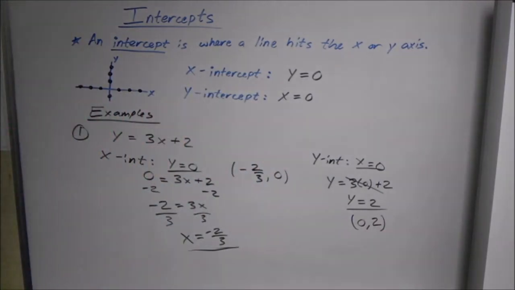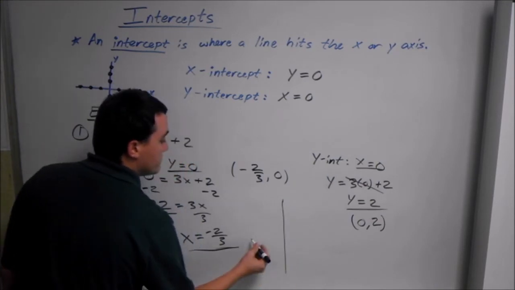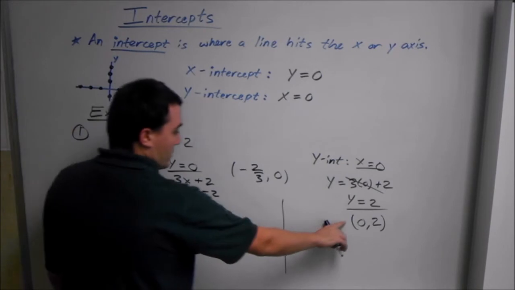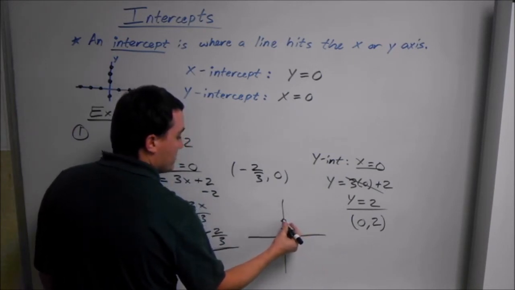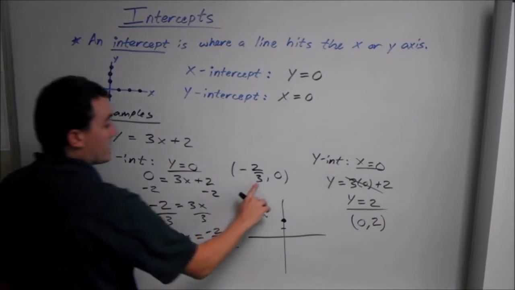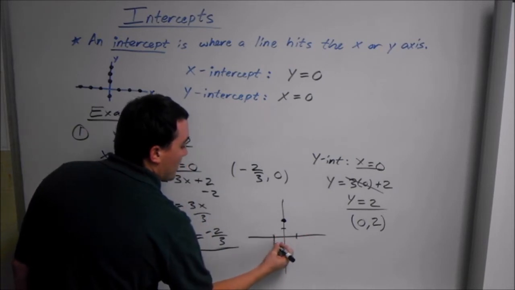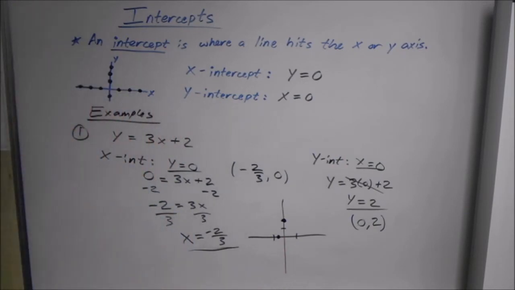And from those 2 points, we can graph it if we need to. We have 0, comma 2. So from this one, over 0, up 2. That's our y-intercept, because it hits the y-axis. And then we have negative 2/3, comma 0. So it's about right here between 0 and 1. And that would be our line.